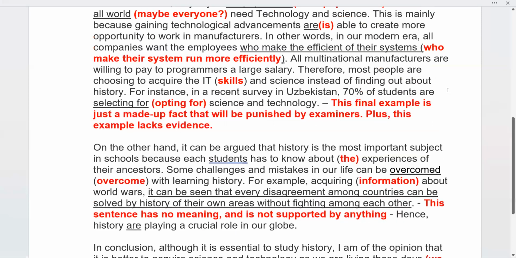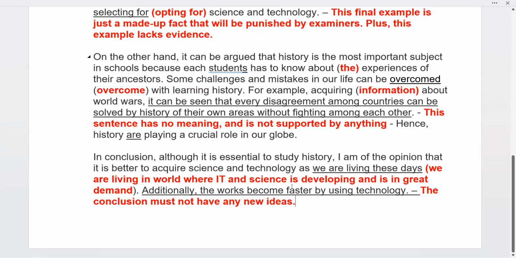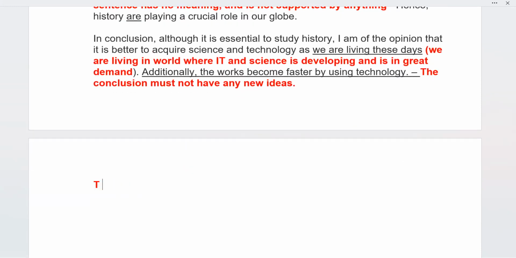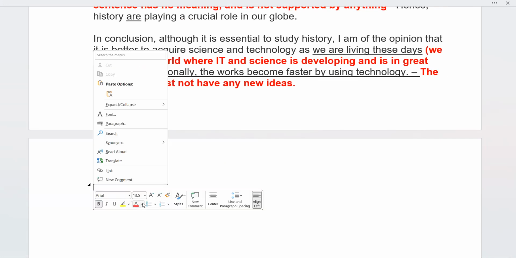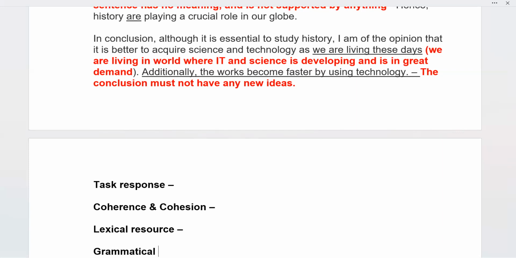So basically, this is the essay. We just went through it. And I'm also going to give the candidates some idea about their scores. So there's task response, and then there's coherence and cohesion. And then there's lexical resource. And then there's grammatical range and accuracy.